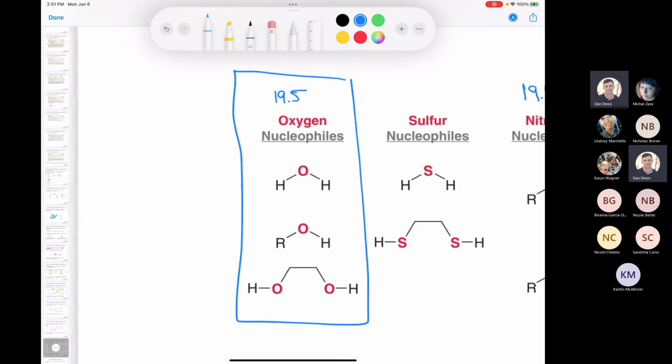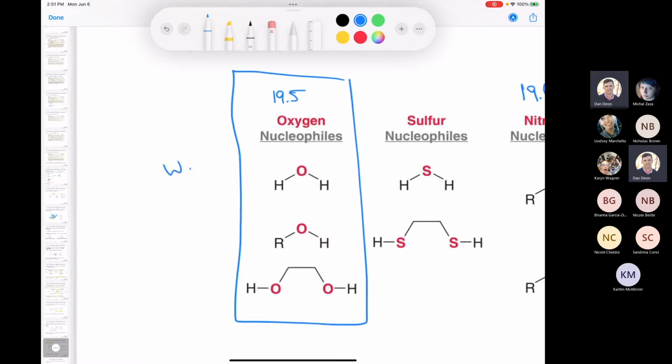Let's take a look at what they are. You've got water first. It's a weak nucleophile, but it's still a nucleophile. Then you have an alcohol. And then this one, you could call it a diol or a glycol. Either one is totally fine. This is ethylene glycol that's shown here. We'll see other examples of diols, but let's just put that in here. We'll call it just a diol for now.